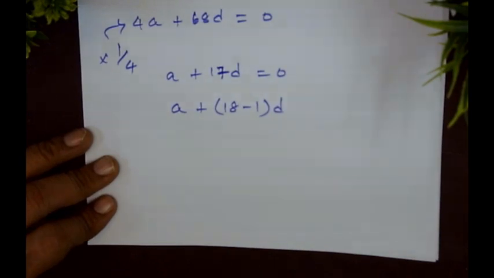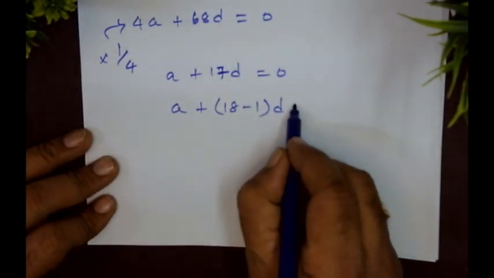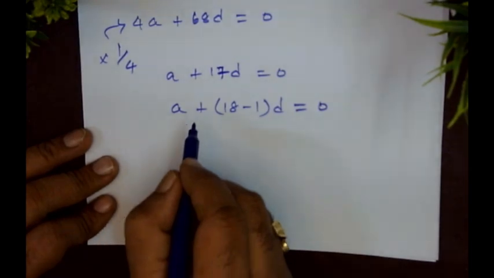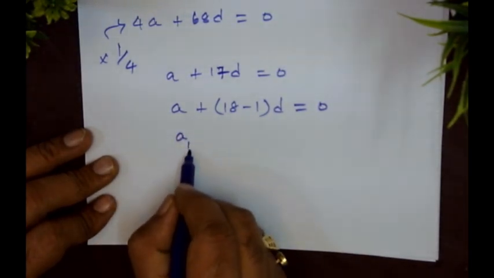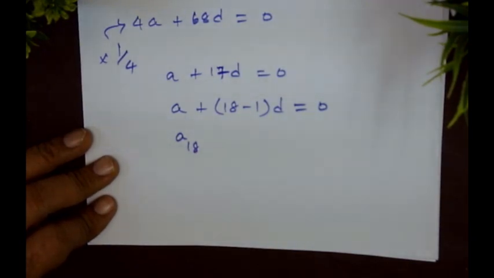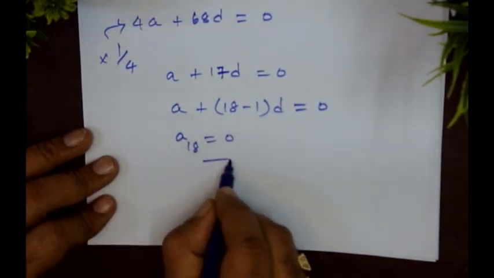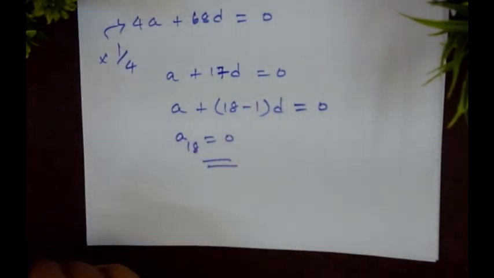Are you able to follow? 18 minus 1 into d. Okay. So a plus 18 minus 1 into d is equal to 0. It means this is nothing but the 18th term. Are you able to follow? So a18, the 18th term, is equal to 0. Got it?